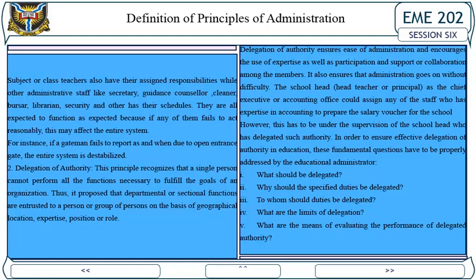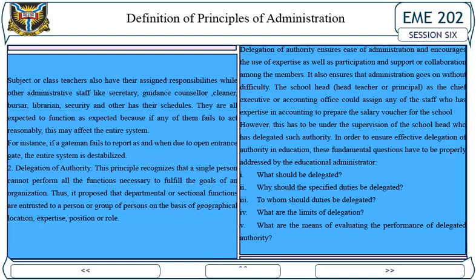2. Delegation of authority. This principle recognizes that a single person cannot perform all the functions necessary to fulfill the goals of an organization. Thus, it proposes that departmental or sectional functions are entrusted to a person or group of persons on the basis of geographical location, expertise, position, or role. Delegation of authority ensures ease of administration and encourages the use of expertise as well as participation and support or collaboration among the members. It also ensures that administration goes on without difficulty.